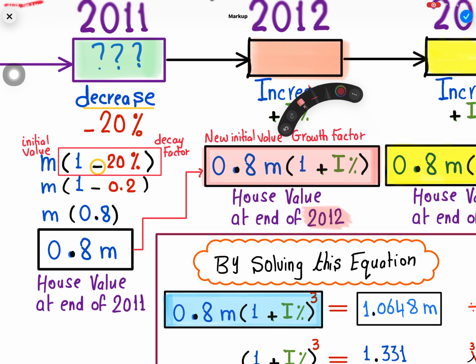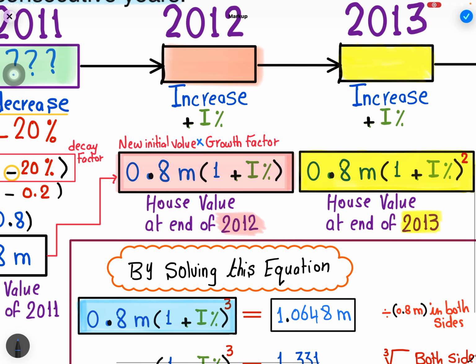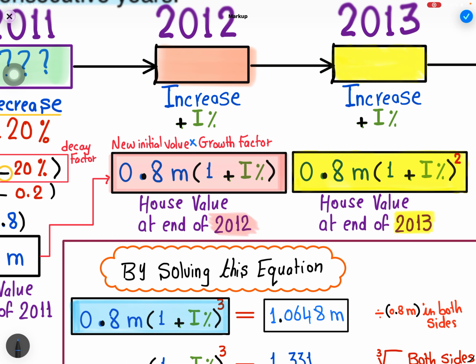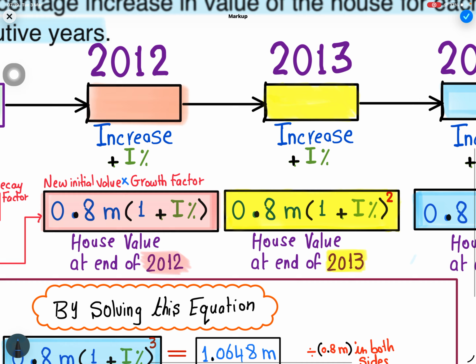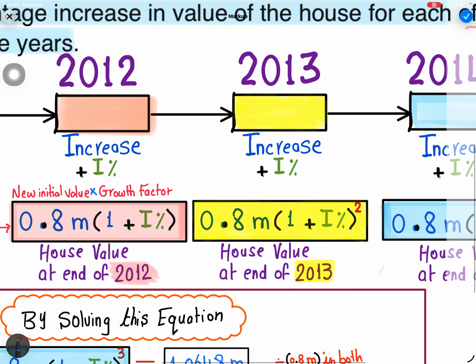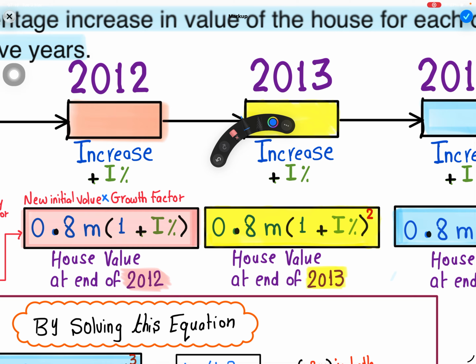Okay, multiplied by the growth factor. So 0.8 m multiplied by 1 plus I%. This will be the house value at the end of 2012. Let's repeat this process again and again. So this will be the new growth factor. All of this red box will be the new initial value multiplied by the same growth factor.